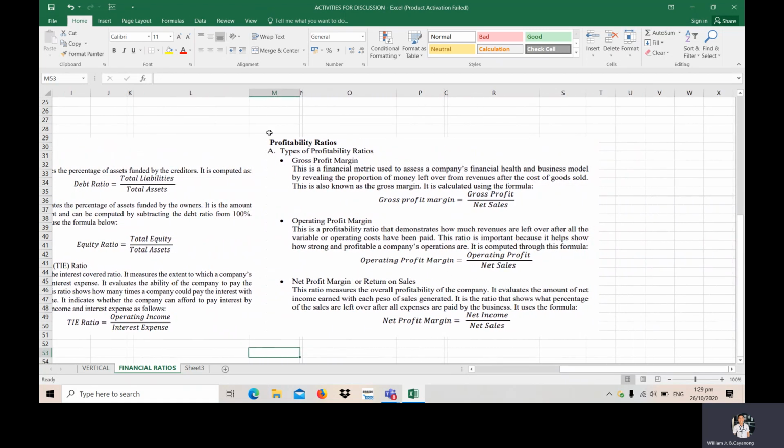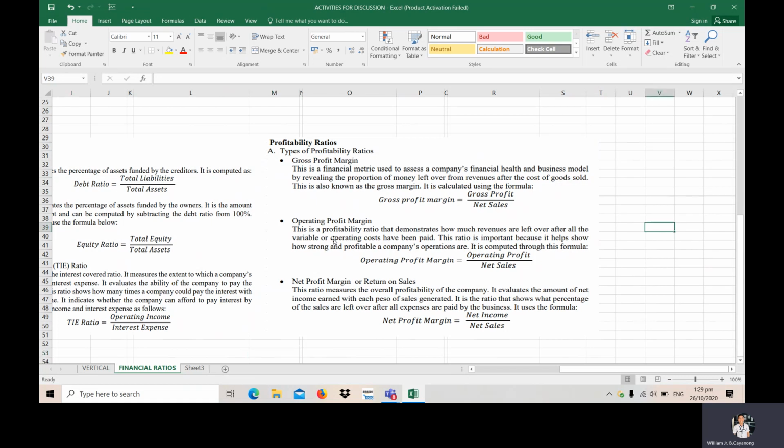After this, the types of profitability ratio. First is the gross profit margin. This is a financial metric used to assess a company's financial health and business model by revealing the proportion of money left over from revenues after the cost of goods sold. We are just measuring what percentage is left from our profit after deducting the cost of sales. So, gross profit over net sales.